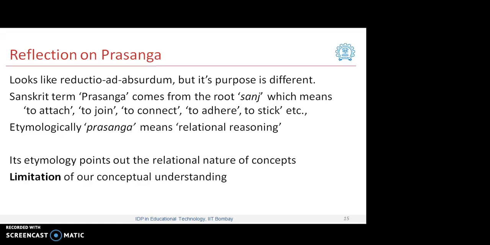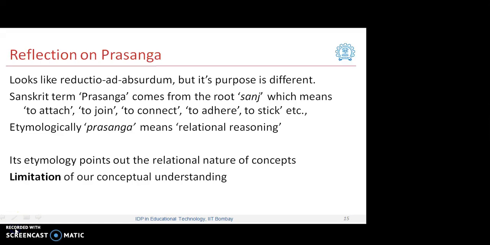So the Prasanga arguments cannot be called vitanda in that sense, because their purpose is not just to refute the others, but by way of showing contradiction involved in the other's position, or in fact in any position, the suggestion is to show the limitation related to our conceptual understanding.